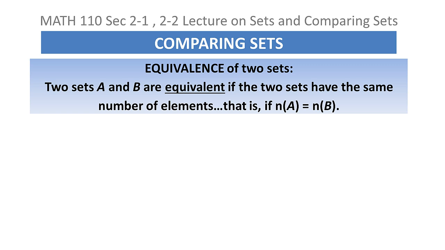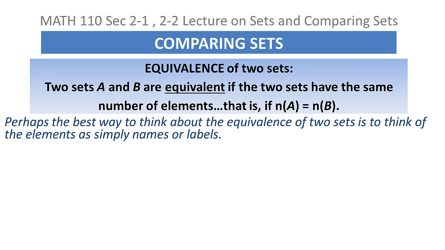We also have the idea of equivalence of 2 sets. It's different from being equal. 2 sets are said to be equivalent if the 2 sets have the same number of elements. That is, the number of elements in A is equal to the number of elements in B. Equality requires that the elements be exactly the same. Equivalence only requires that they have the same number of elements. So be careful about that.